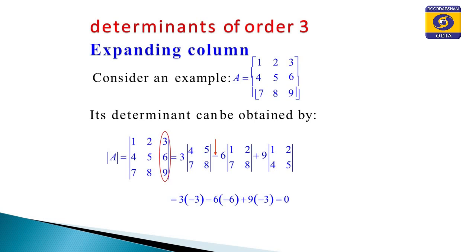Then the remaining elements form a second order determinant, |4 5; 7 8|, minus 6 into, now delete the row and column containing the element 6, then the remaining elements form the second order determinant |1 2; 7 8|. Similarly, plus 9 into the second order determinant |1 2; 4 5|, that is equal to 3 into minus 3 minus 6 into minus 6 plus 9 into minus 3, that value becomes 0.